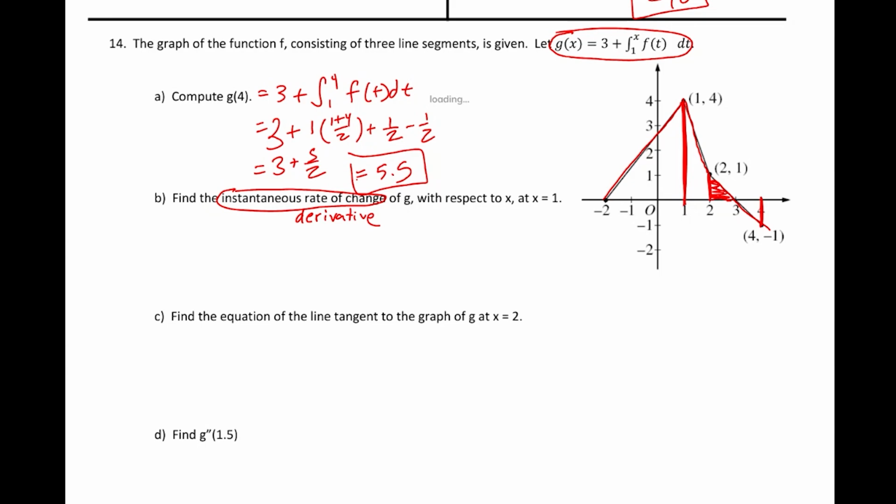All right, so let's find the derivative of g. So g prime is going to be first the derivative of 3, which is just 0. And then the derivative of the integral from 1 to x of f of t dt is f of x. I think I misspoke earlier, but yes, it is going to be f of x. Okay, so if I want g prime at 1, that's going to be just f of 1, and I can see on the table that f of 1 is 4. So g prime of 1 is 4.